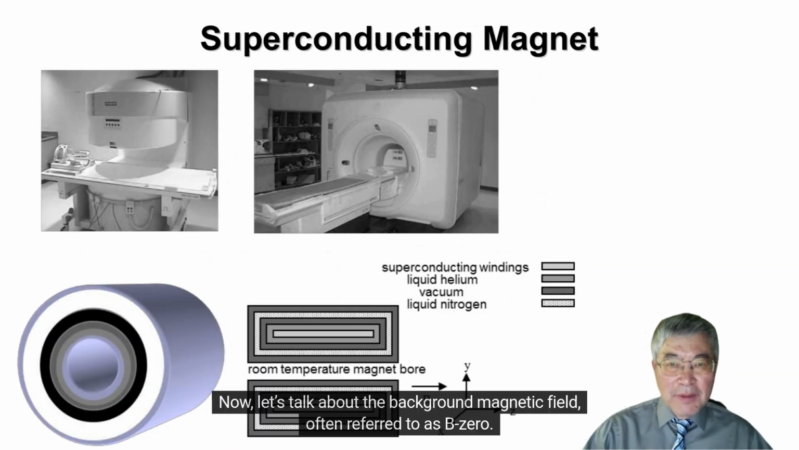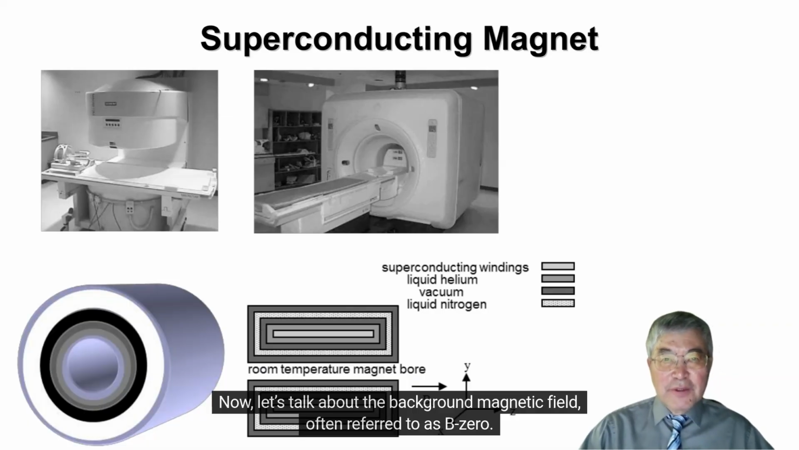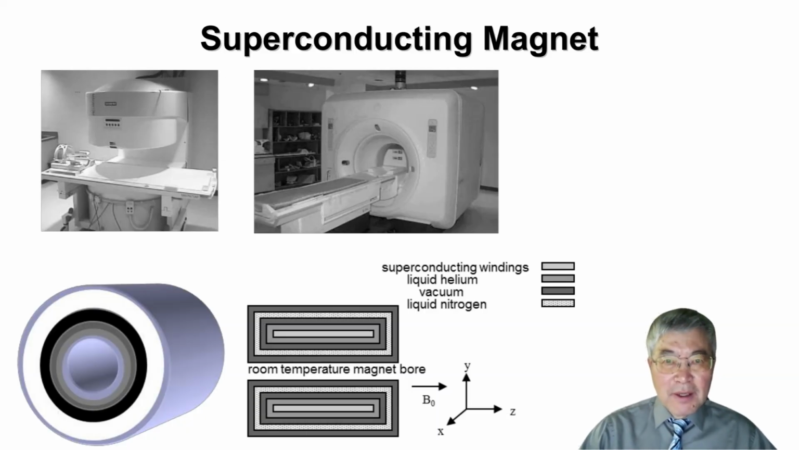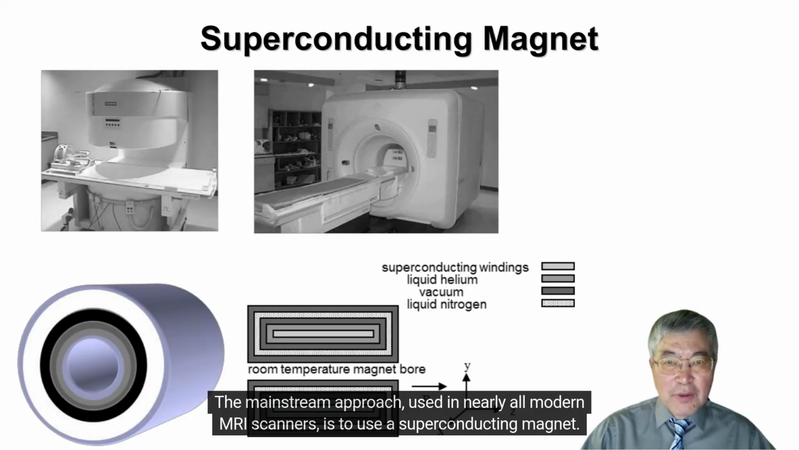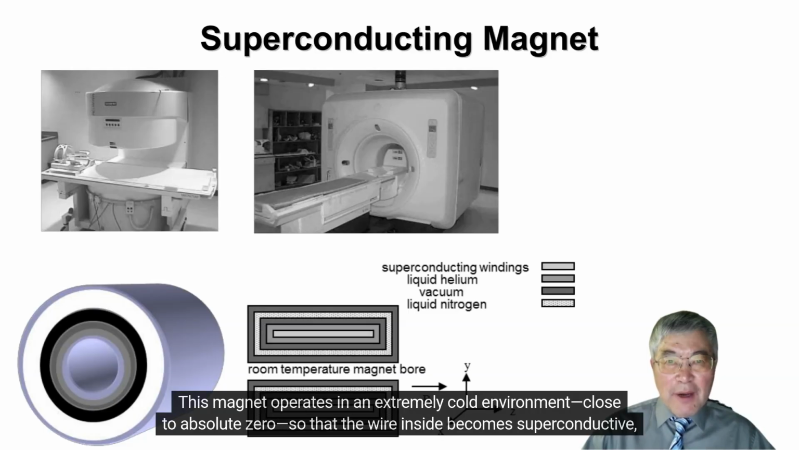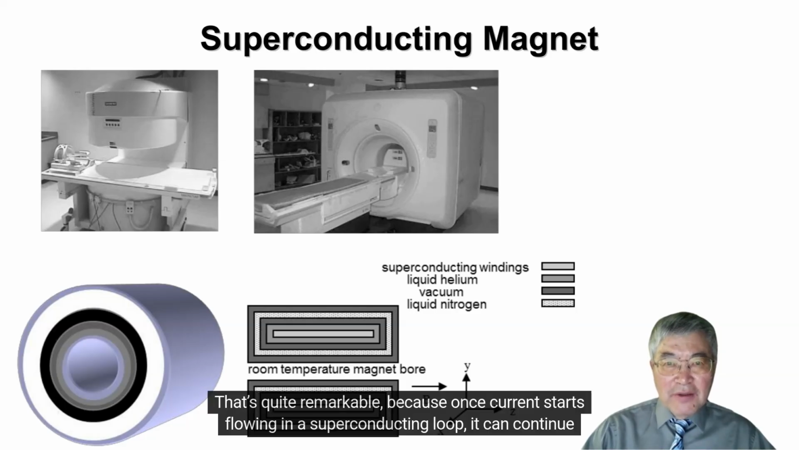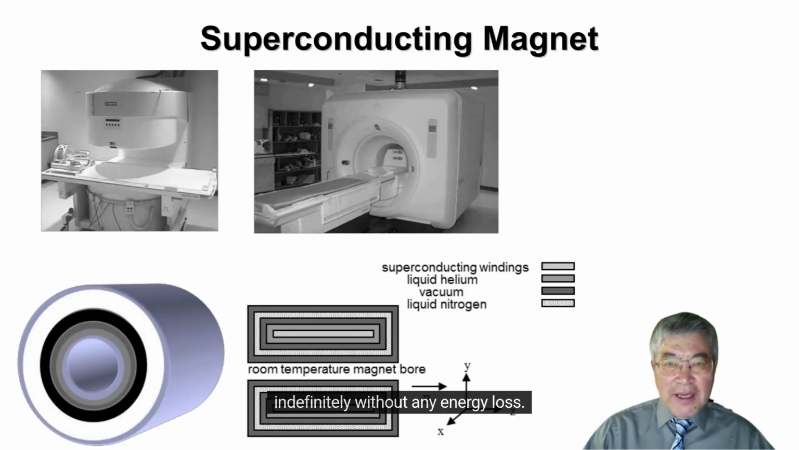Now, let's talk about the background magnetic field, often referred to as B0. There are three main ways to generate this magnetic field inside an MRI system. The mainstream approach, used in nearly all modern MRI scanners, is to use a superconducting magnet. This magnet operates in an extremely cold environment, close to absolute zero, so that the wire inside becomes superconductive, meaning it has zero electrical resistance. That's quite remarkable because once current starts flowing in a superconducting loop, it can continue indefinitely without any energy loss.